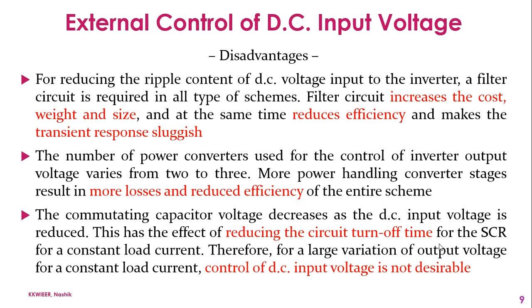The commutating capacitor voltage decreases as the DC input voltage is reduced. This has the effect of reducing the circuit turn-off time for the SCR for constant load current. Therefore, a large variation of output voltage for a constant load current by controlling the DC input voltage is not desirable.